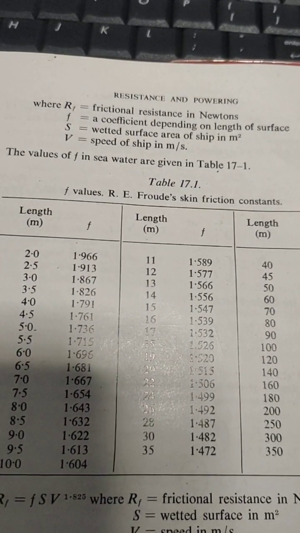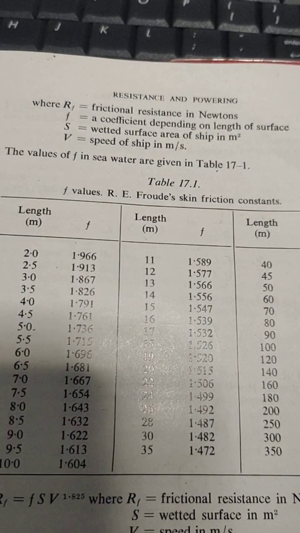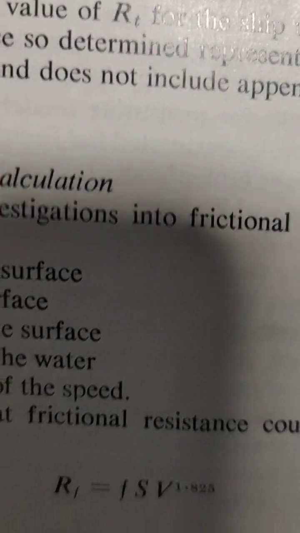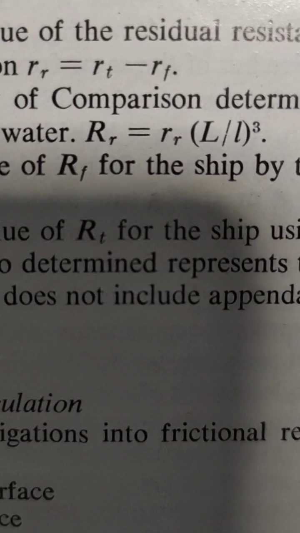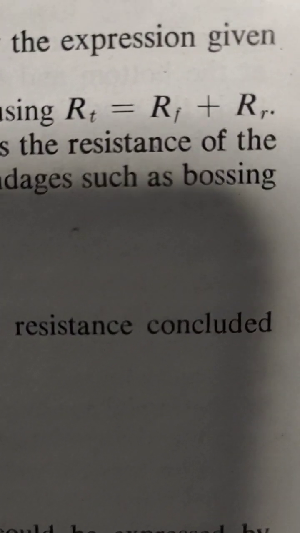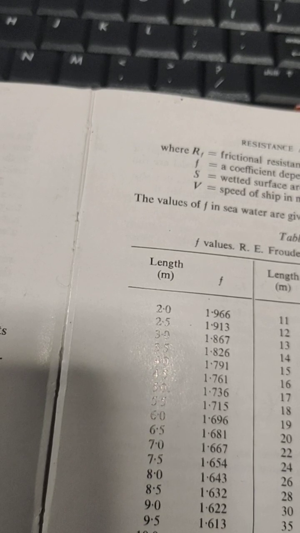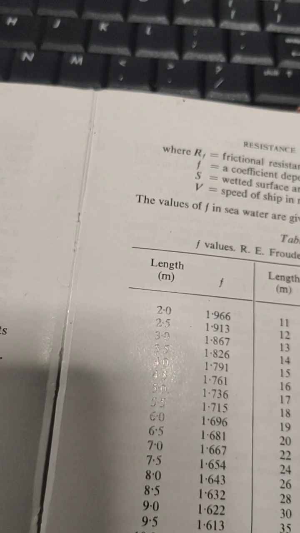So once we calculate the frictional resistance of the ship plus the residual resistance, then we can get the total resistance of the ship, as you can see here, going by this equation. So that is how we can quantify and get the total resistance of the ship. And this is where we stop today.